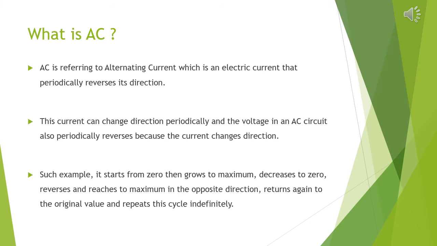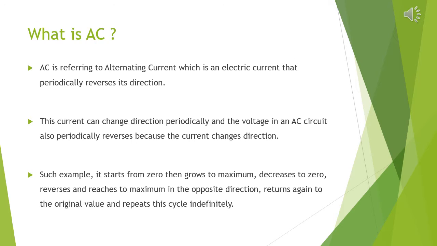My name is Afi Azman, and today I will present about the basic alternating current and its analysis. What is AC? AC is referring to alternating current, which is electric current that periodically reverses its direction. This is totally different with direct current that only can flow current in one direction.